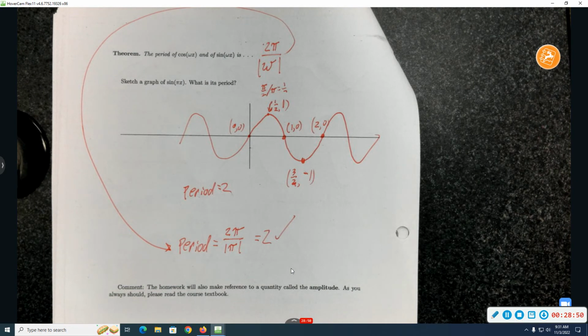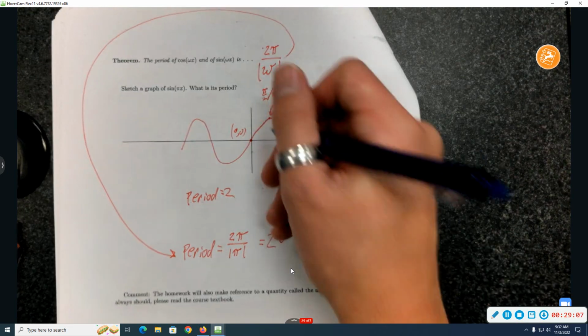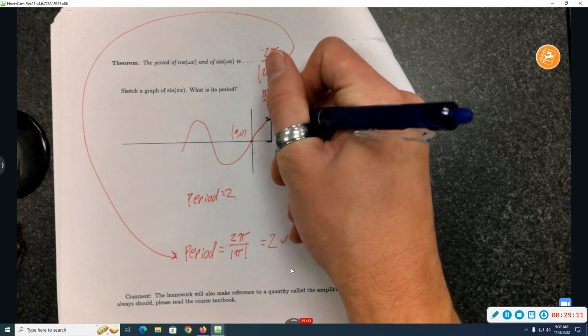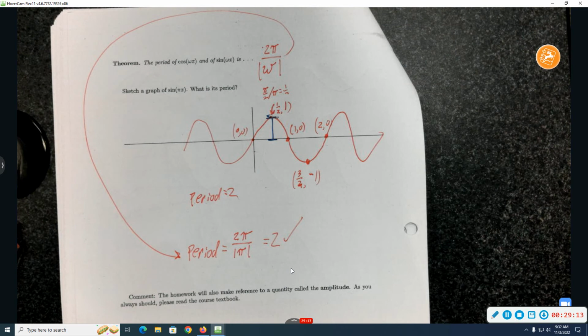Groovy. So, there's one last concept that will be discussed in the homework regarding this that I don't want to say much about in class. I'm actually going to make you read the textbook prompts. There's a concept called amplitude that you can also compute. The amplitude is how far above the average value the function gets.